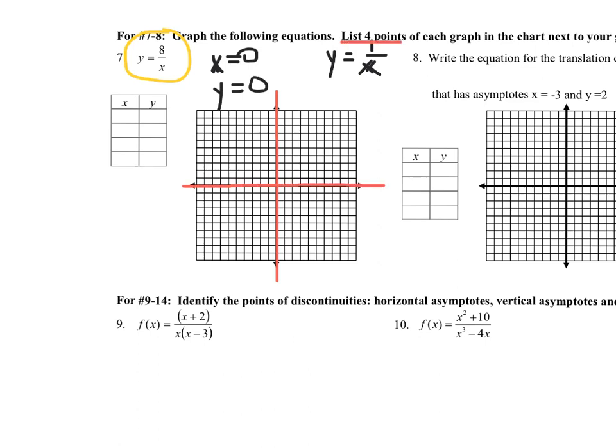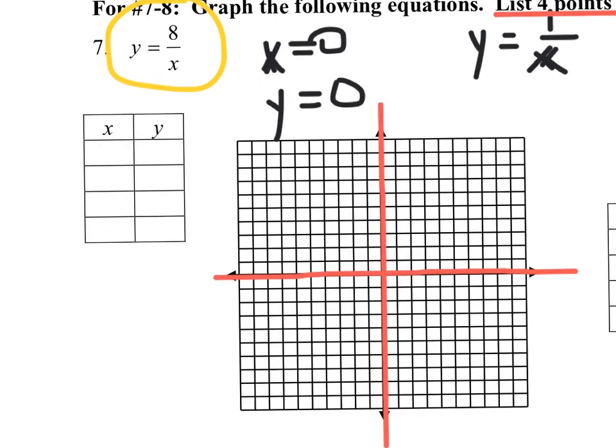The directions read to list 4 points of each graph in the chart. So what I'm going to do is plug in values for x and evaluate my function up here. If I plug in 1, I get 8. If I plug in -1, I get -8. If I plug in 2, I get 4. If I plug in -2, I get -4.